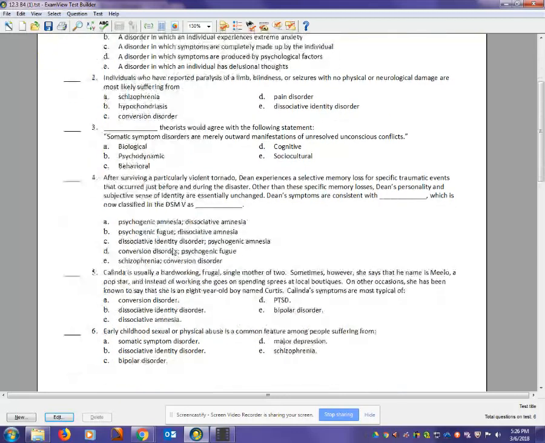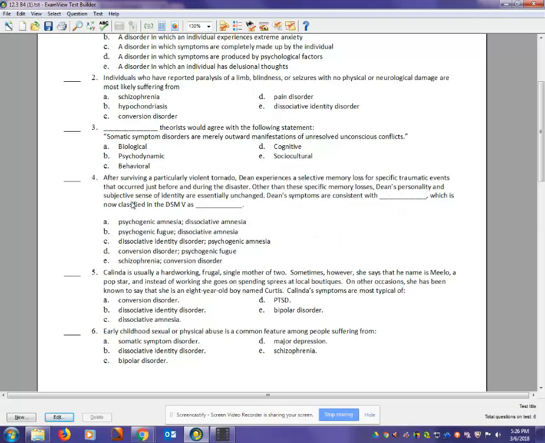All right, number 4, after surviving a particularly violent tornado, Dean experiences a selective memory loss for specific traumatic events that occurred just before and during the disaster. Other than these specific memory losses, Dean's personality and subjective sense of identity are essentially unchanged. Dean's symptoms are consistent with blank, which is now classified in the DSM-5 as blank. All right, so we have to first figure out, what did we read about?